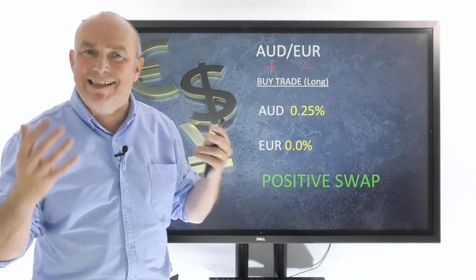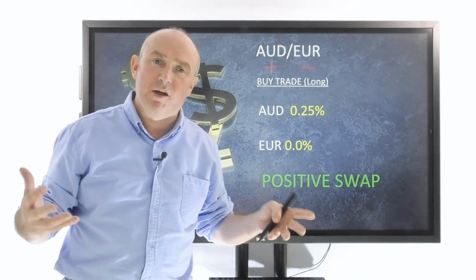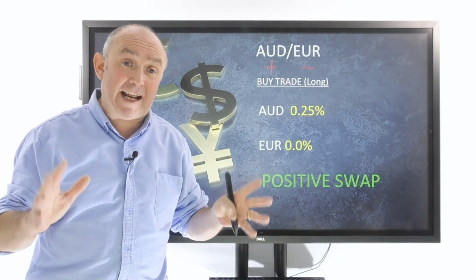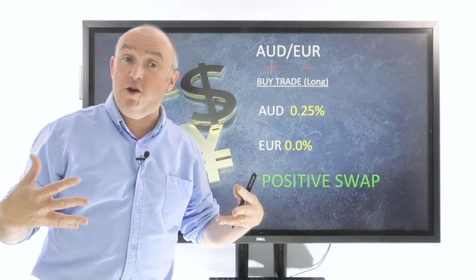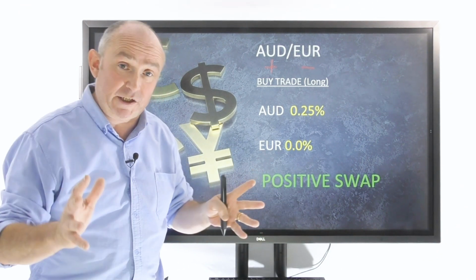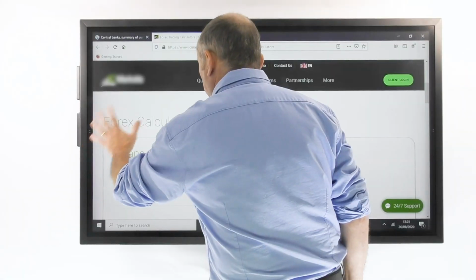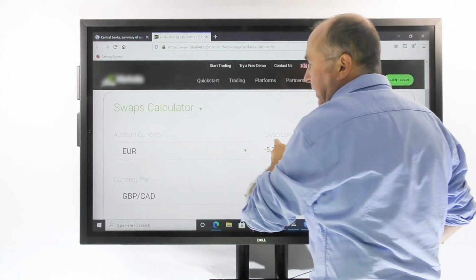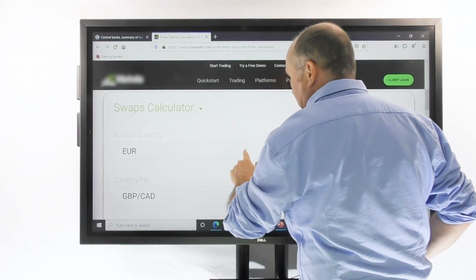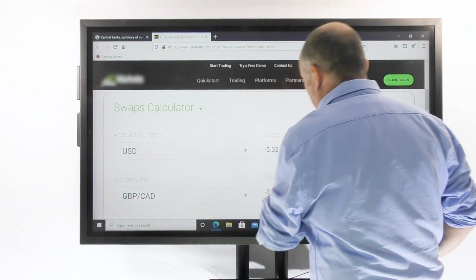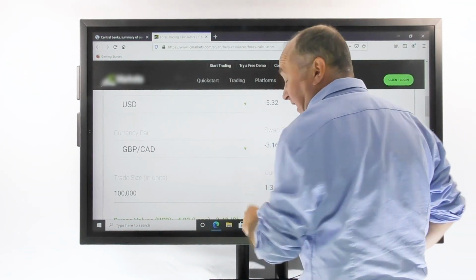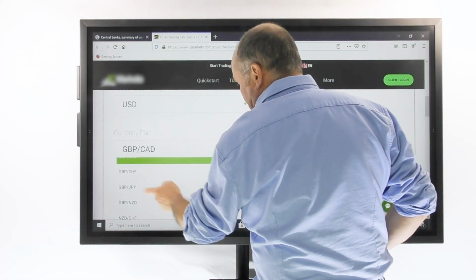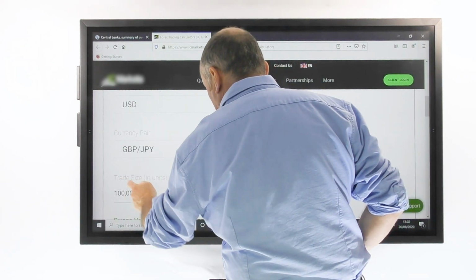So how do you work out the exact cost? What it means in real terms to your trading account? Slightly complicated, I know. But many of the broker platforms now provide you a calculator where you can work out the cost of carrying your position overnight. Here's an example. So I've selected the Forex calculators. I've gone for the swap calculator here. This is the account currency. Let's assume I want to trade my US dollar account. And let's assume now that I'm looking at taking a long-term position, perhaps in, say, the pound against the Japanese yen, something like that. So I select the pound yen.